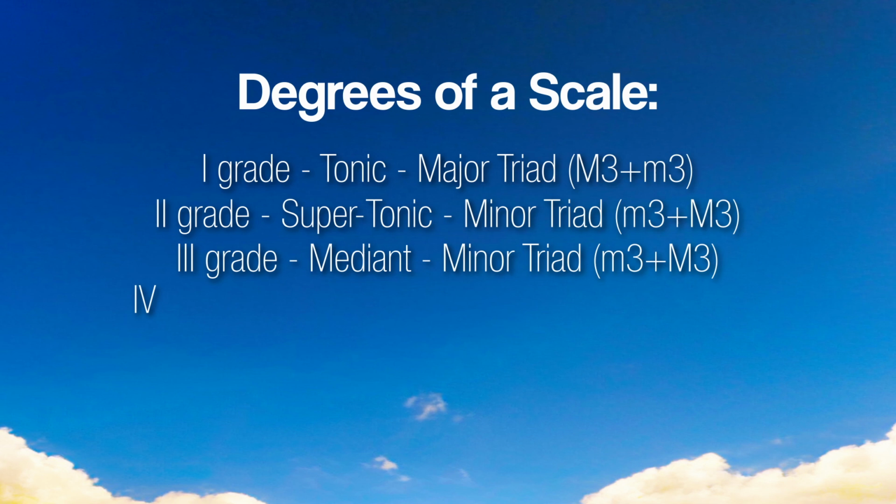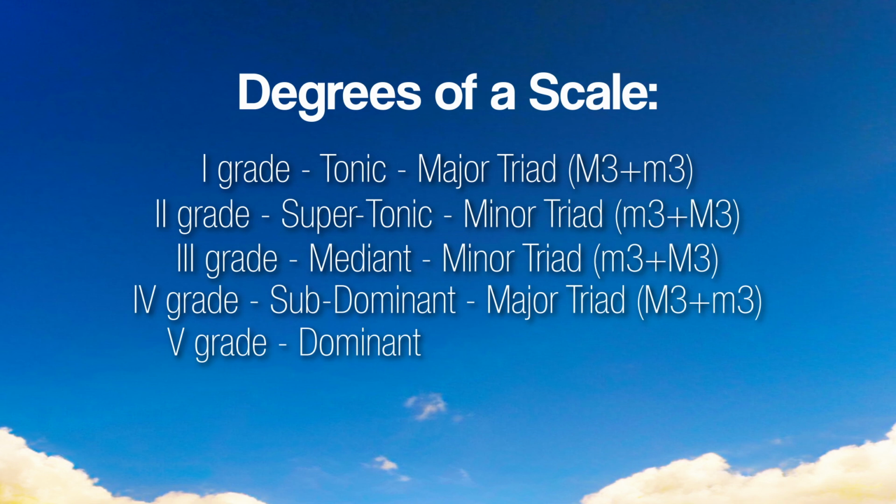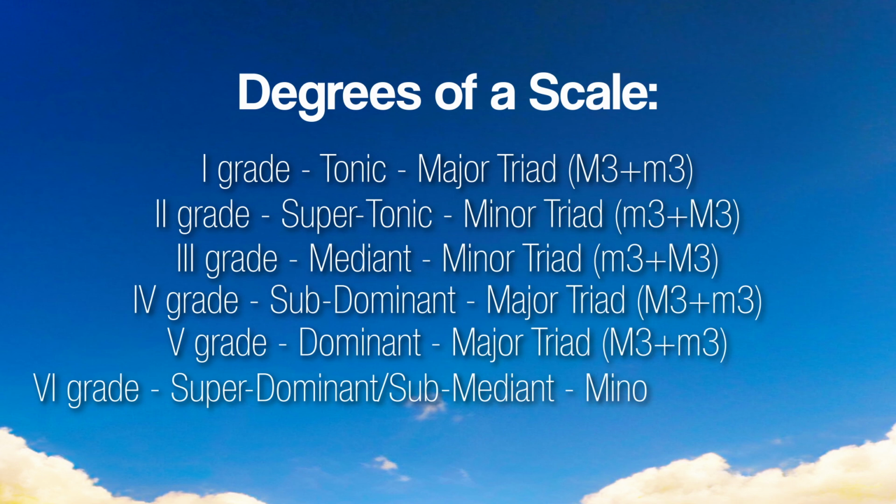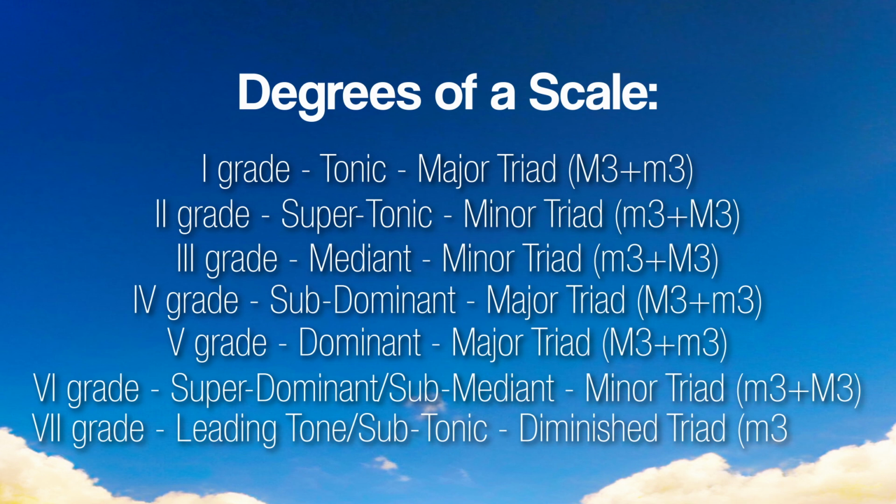On the fifth grade, called dominant, we will have a major triad. On the sixth grade, called superdominant or submediant, we will have a minor triad. On the 7th grade, called either leading tone or subtonic in a natural minor scale, we will have a diminished triad created by overlapping two minor thirds.